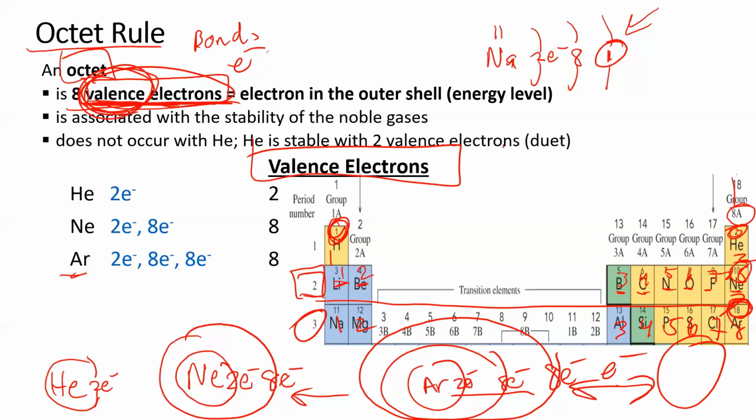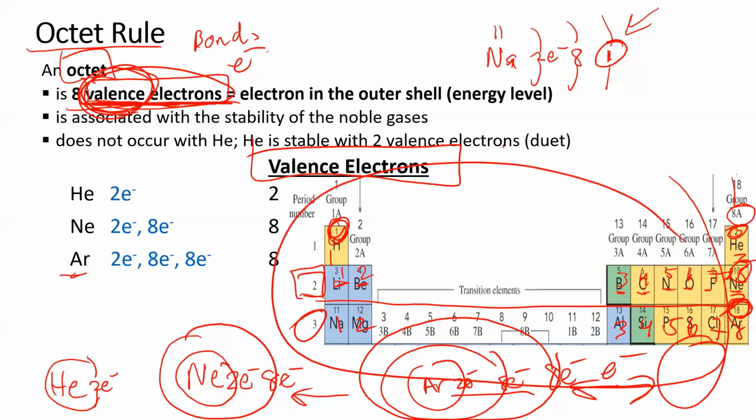Guess what? All the other elements want to be nobility. They want to have their outer shell filled. They want that octet. So that's what the next videos are going to talk about, is what atoms are willing to do to acquire an octet and be noble. We'll see some are willing to share, some are willing to cheat by stealing or just giving them away so that they can be noble.